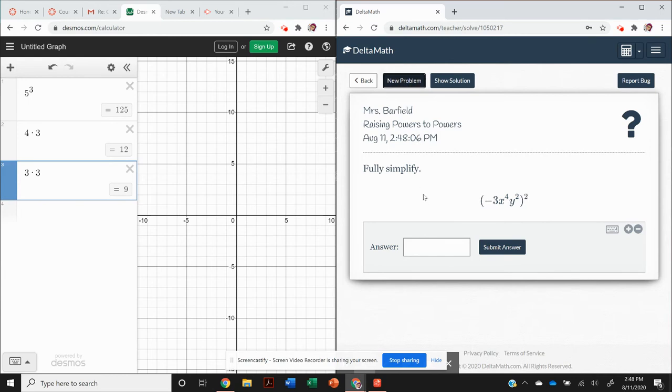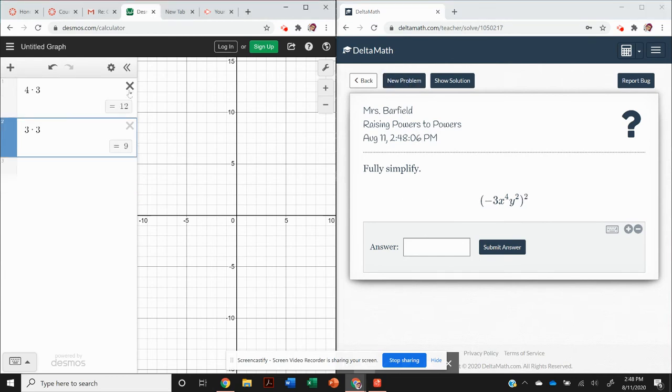Oh, there we go. Okay, so negative 3 x to the fourth y squared, parentheses, to the second power. That means I have to start with negative 3. So negative 3. And look right there, I've already made a mistake. That negative 3 was in parentheses. So let me go back. Parentheses, negative 3. The exponent here is a 1.